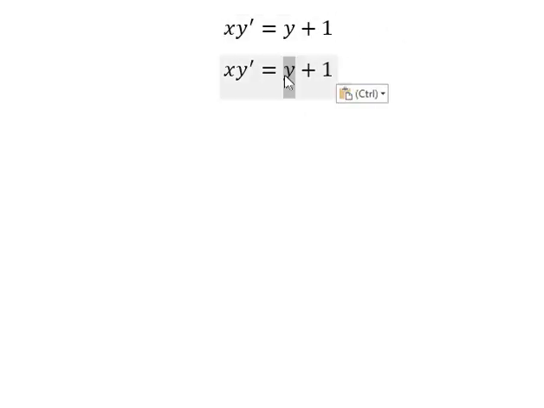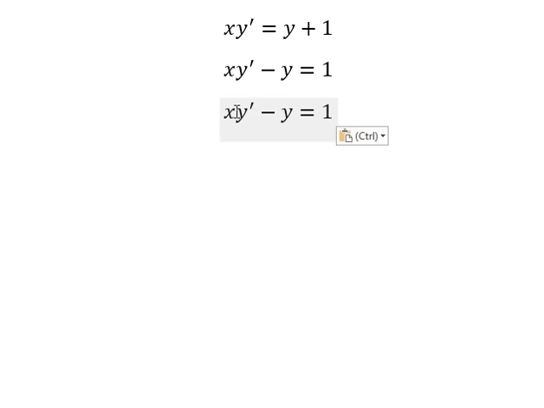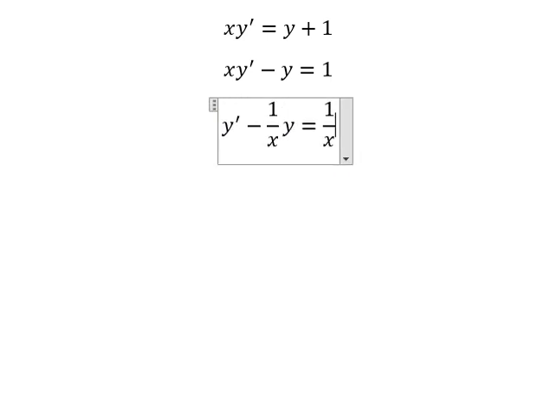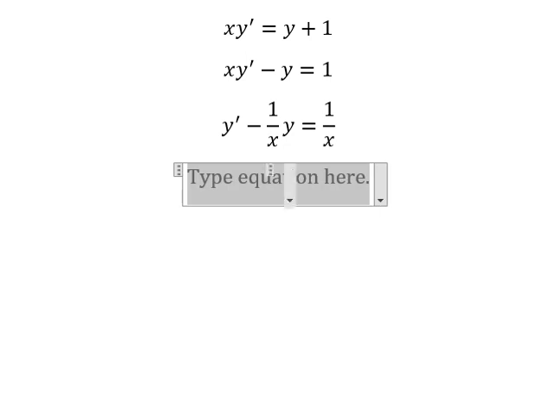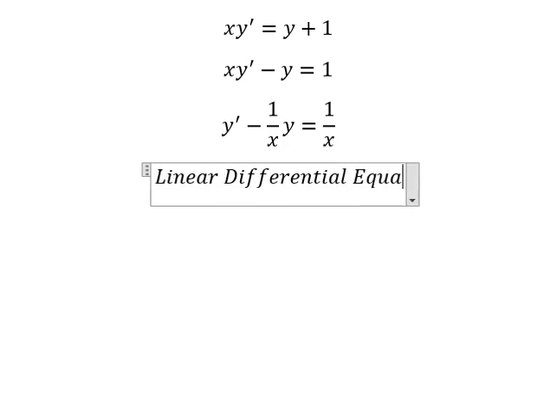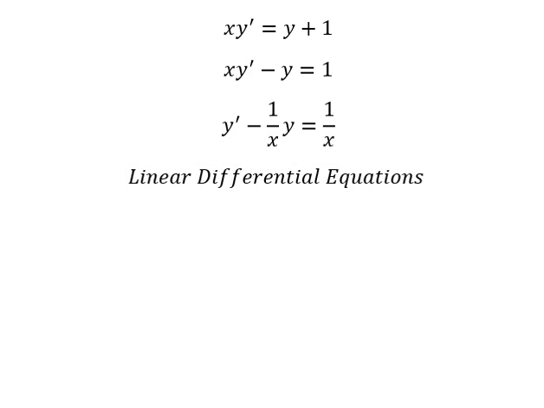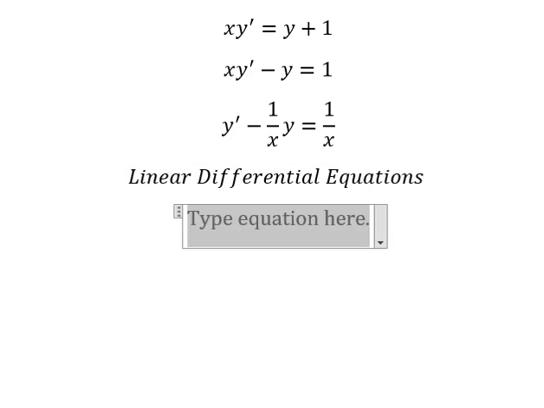I will put the y term to the left. Next, we divide both sides by s. Next, we have y and the first derivative of y. This is about linear differential equations. So we need to find the integrating factor.